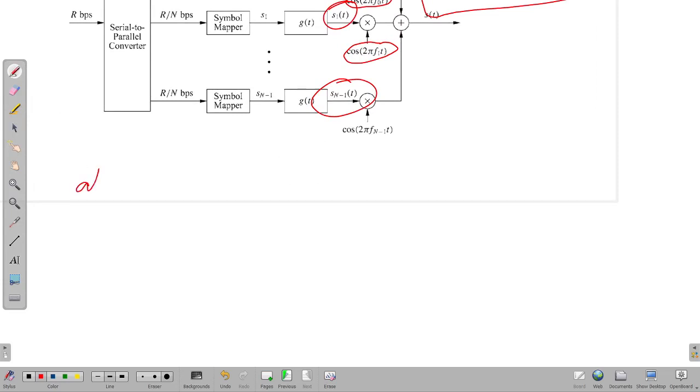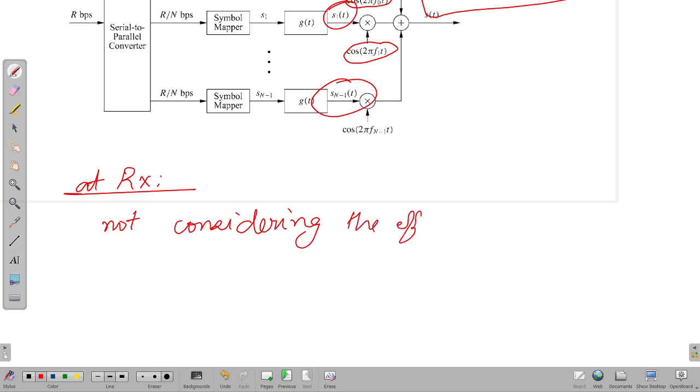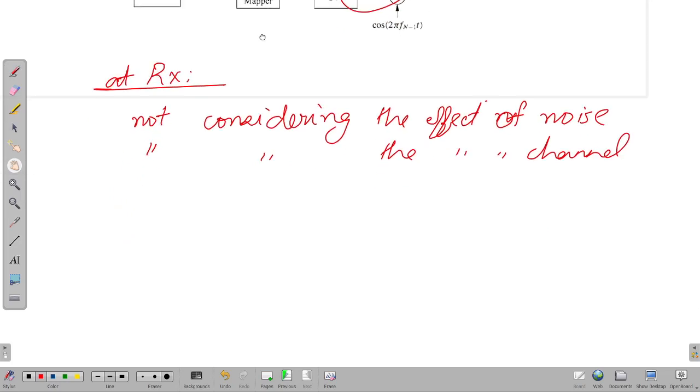So at the receiver side, we are not considering the effect of noise now, for simplicity. We are also not considering the effect of channel. Okay, let's say that this signal directly goes to the receiver. We'll see what happens.